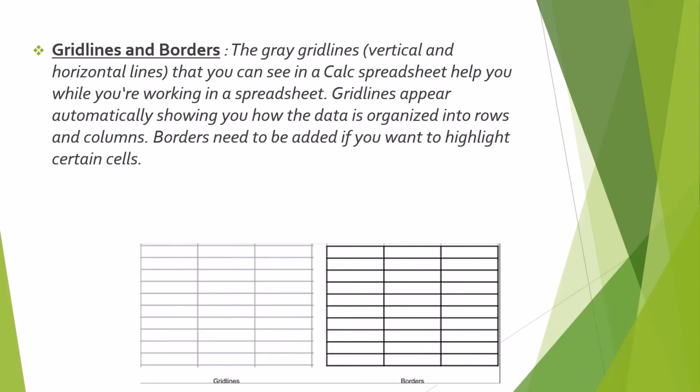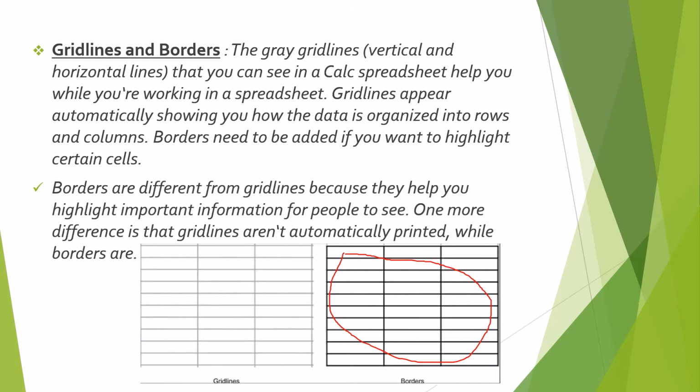We need borders in case we want to highlight certain cells. Suppose in this I want to highlight all these cells, so I have added borders to all these cells and these are highlighted. Borders are different from grid lines because they help you highlight important information for people to see. When you are simply adding the information in grid lines, then you are not highlighting any data, but when you are adding borders to a specific cell, then you are highlighting the data. Also, the borders are automatically printed according to the options we choose.